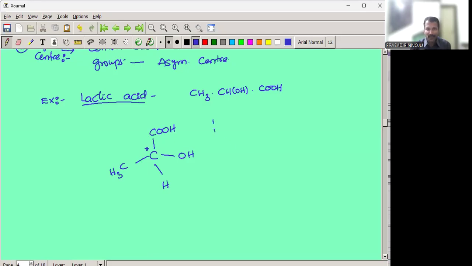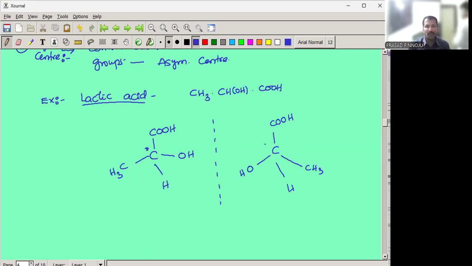Now here I am going to place a mirror. So now this is a carbon, and here it is OH, and here it is CH3, and here it is H, and here it is COOH. In this case, what happened? Now we observe the handedness property. Simply we place this molecule on this one.